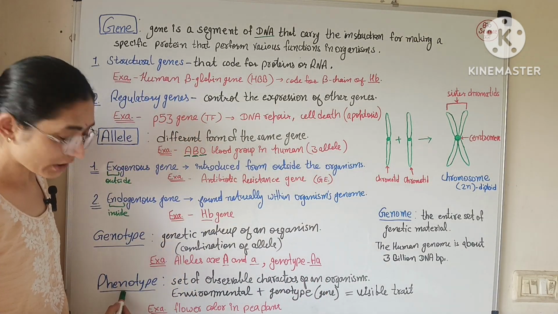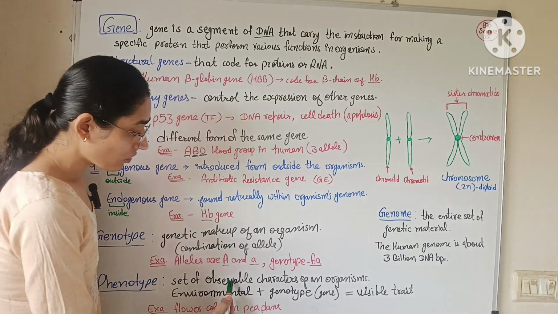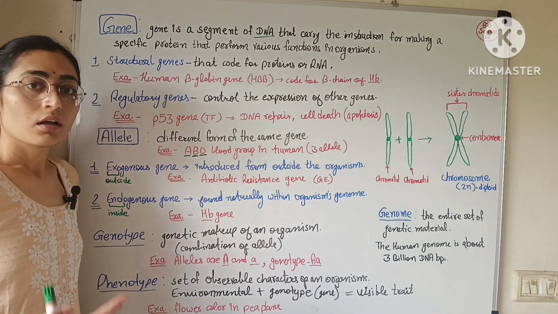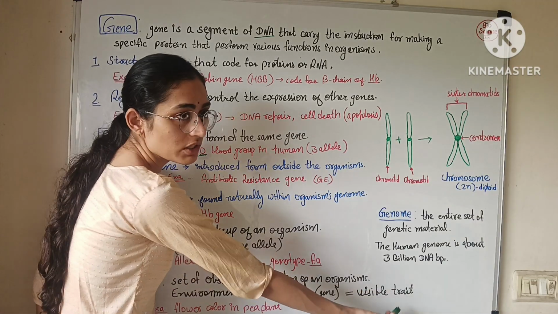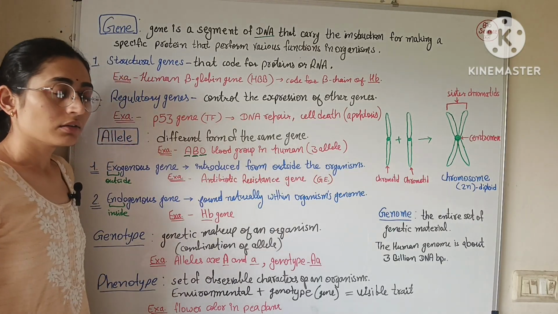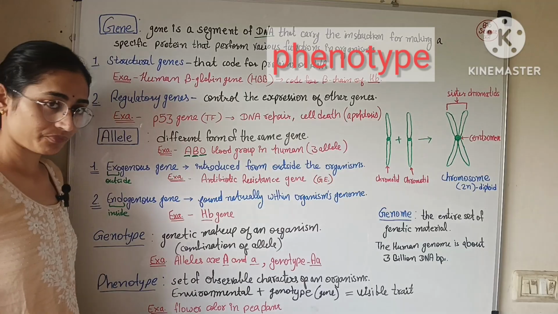Phenotype, pheno means physical or behavioral. The set of observable characters of an organism. When there is an environmental effect on genotype or genes, it gives visible traits. For example, in pea plant, the different colors of flower which are visible is known as phenotype.